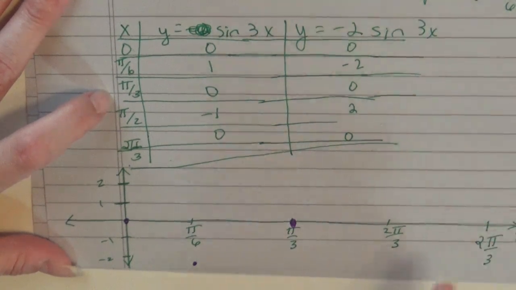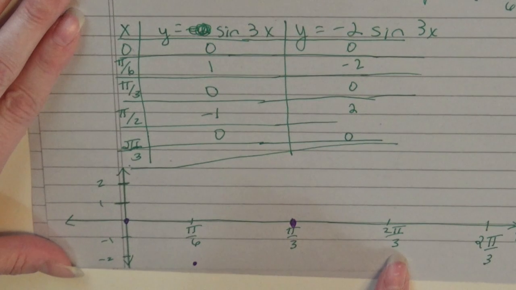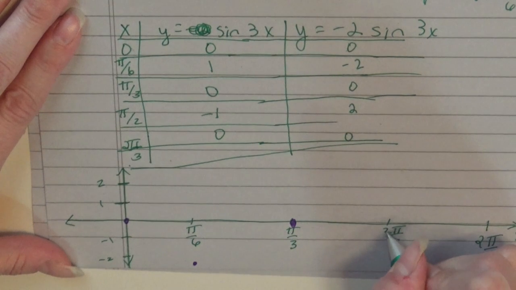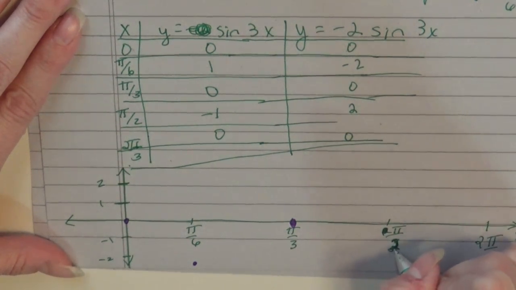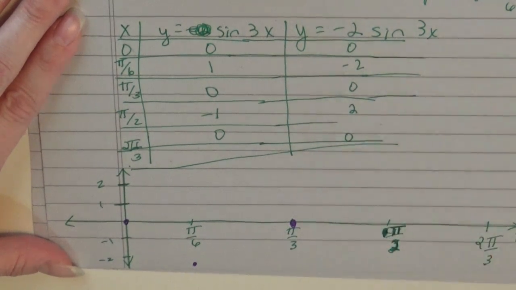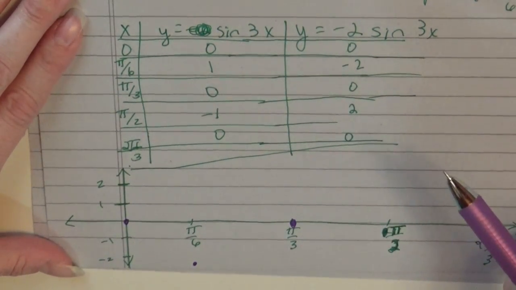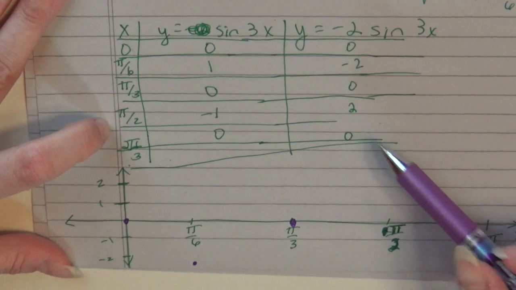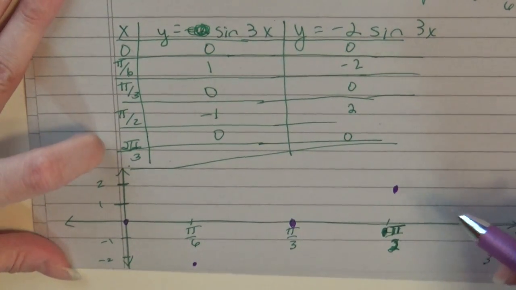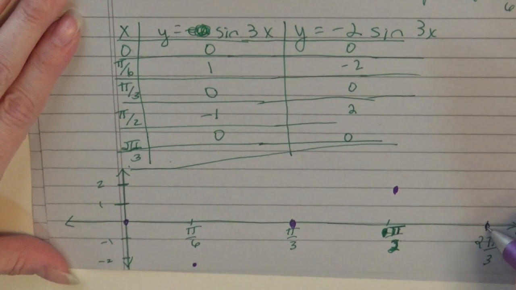Oh, I see what I did. I labeled that wrong. This next to the last point down here is supposed to be pi over 2. Let me fix that. This is pi over 2. Apologize, I don't have my whiteout with me. This should be pi over 2 here. Okay, so pi over 2 for x, 2 for y, puts me here. And then 2 pi over 3 for x, 0 for y.